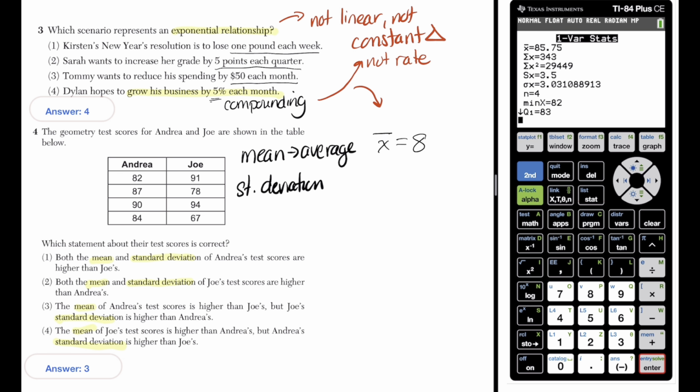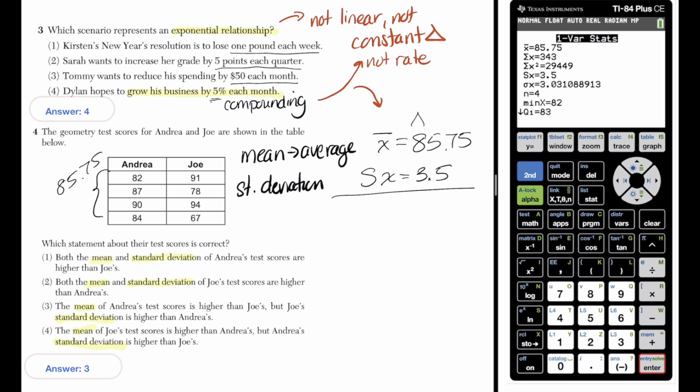So for Andrea, her mean is 85.75. So if I took all these together and made them even into one number, this would represent all of them, a nice even number. That's her test scores. But her standard deviation is 3.5, meaning all her test scores are very close to the mean.